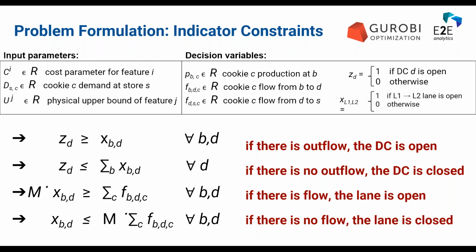And then that last constraint there is saying that we want to make sure if there's no flow, then the lane is closed. So if that right-hand side, the sum of the F's, is 0, then we're going to force X to also be 0. But if the sum of the F's is anything positive, then there's going to be no constraint on X. All right, so we got our if and only ifs there, and that's a big M constraint.